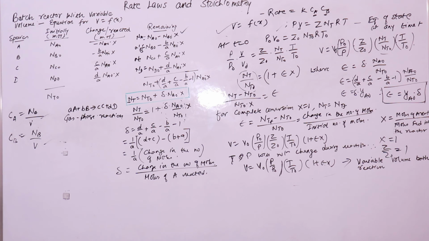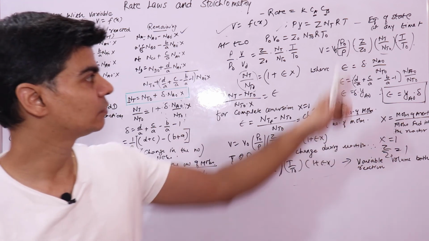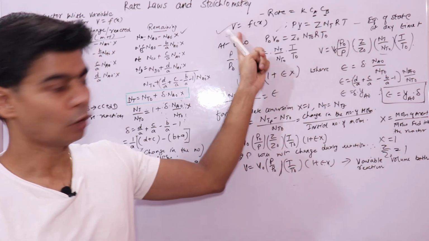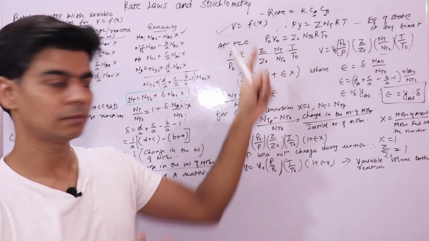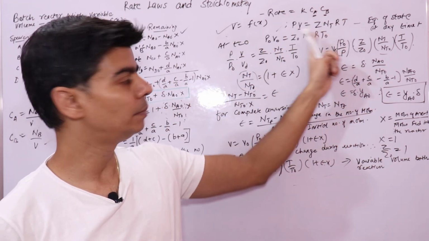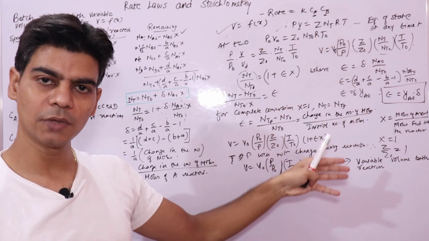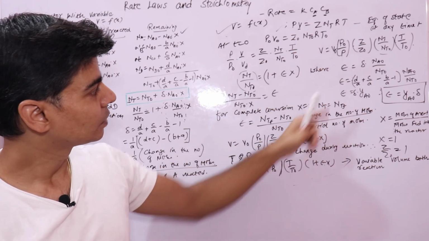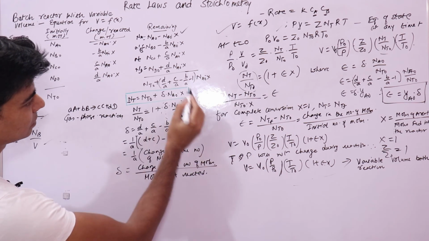So I hope this is clear. This is just a simple derivation, right? Just remember two things here: we have used the equation of state to derive volume in terms of conversion x. For any gaseous reaction, the term volume can be obtained from the equation of state, right? And since you need to relate volume and conversion x, this conversion x can be taken from this expression, right?